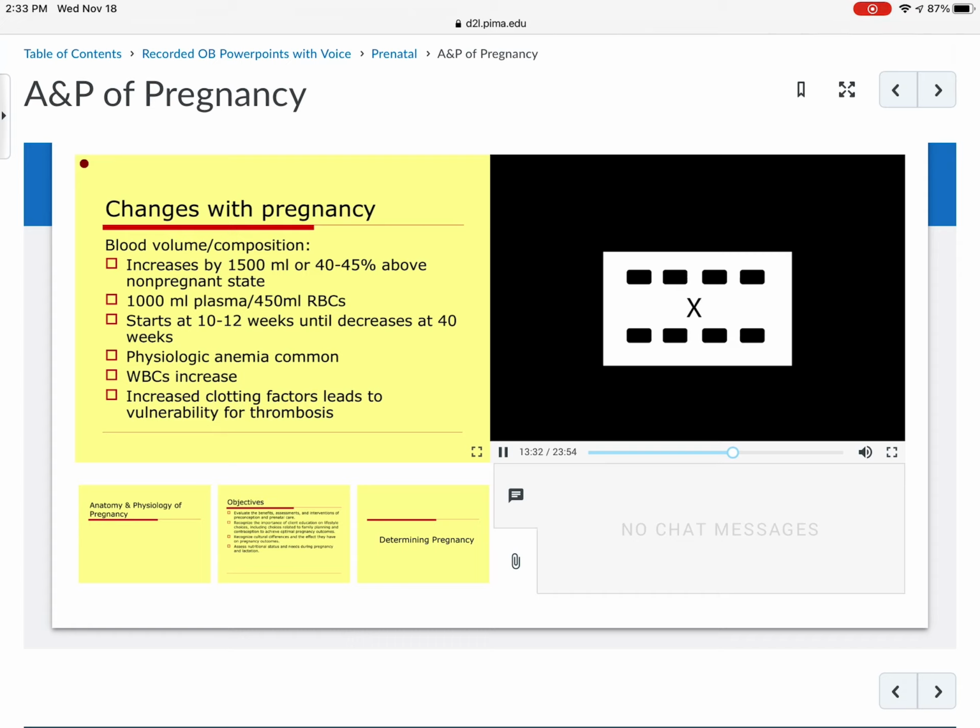Again, blood volume increases. Physiological anemia is common. WBCs also increase, if you noticed that when you got your labs on your pregnant women. And then increased blood clotting factors, which leads to thrombosis. And those we've already talked about.